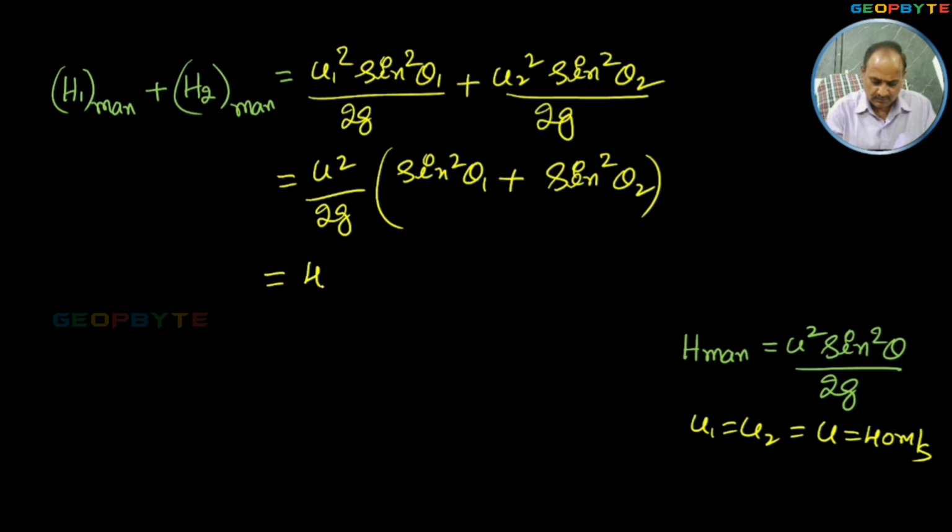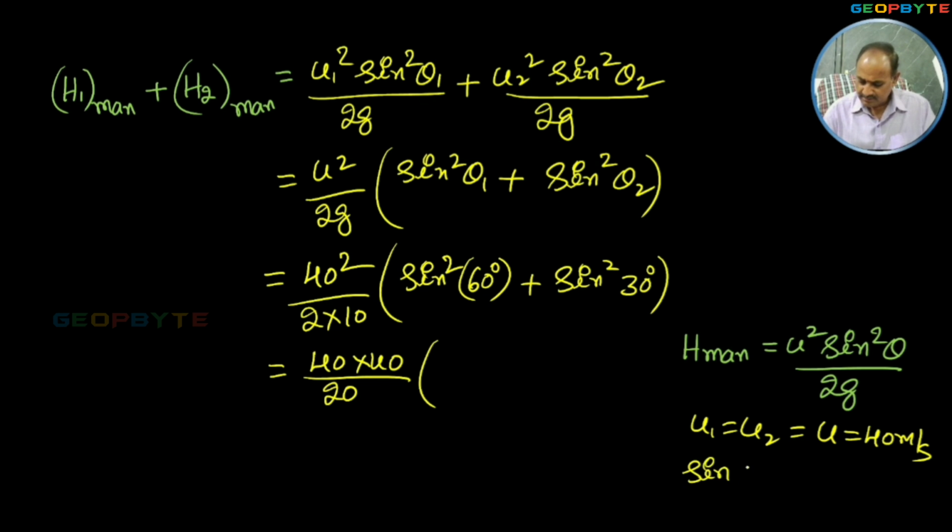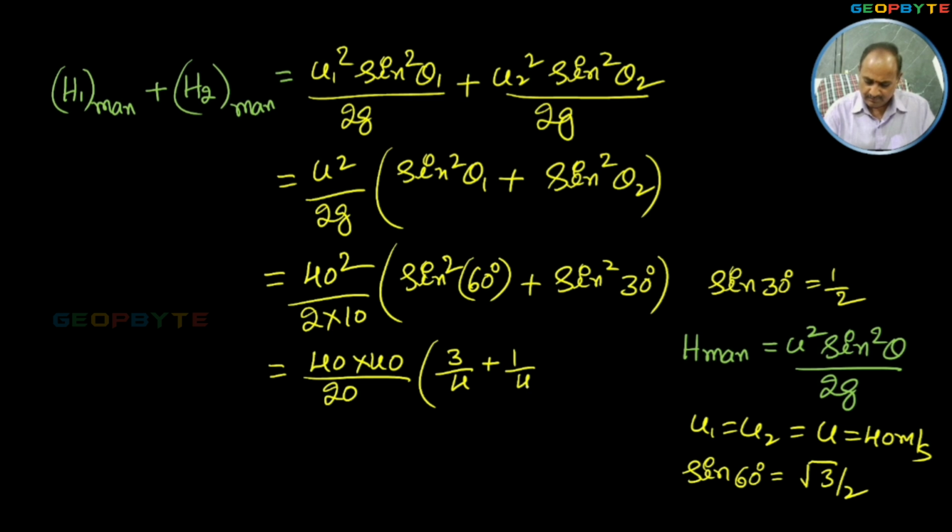Now substitute the values. 40 square by 2 into 10, sine square theta 1 is 60 degrees plus sine square theta 2 30 degrees. Simplify this. 40 square means 40 into 40 dividing by 20. Sine 60 is root 3 by 2, then sine square 60 equal to 3 by 4, plus sine 30 equal to 1 by 2, then sine square 30 is 1 by 4.